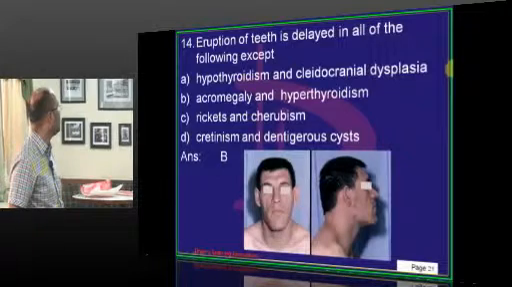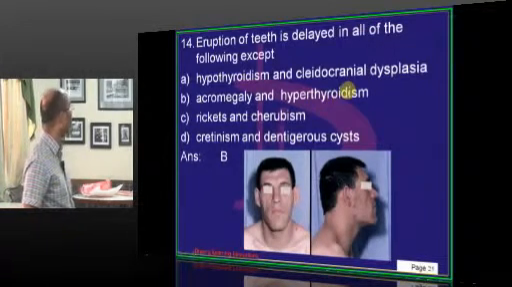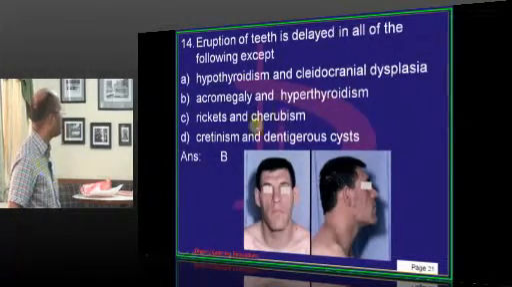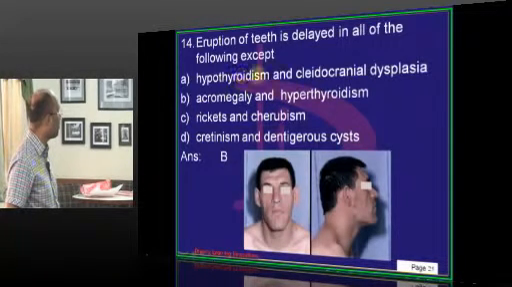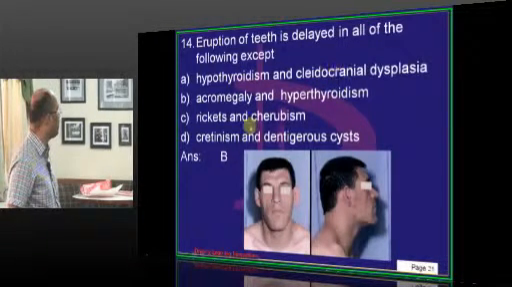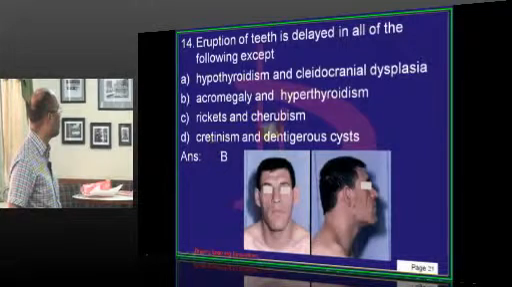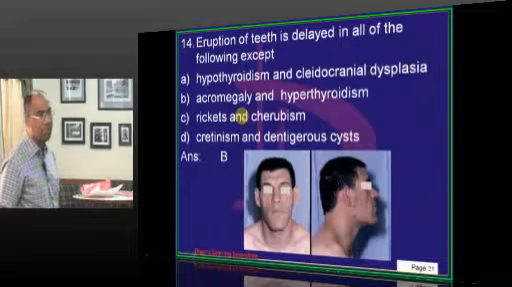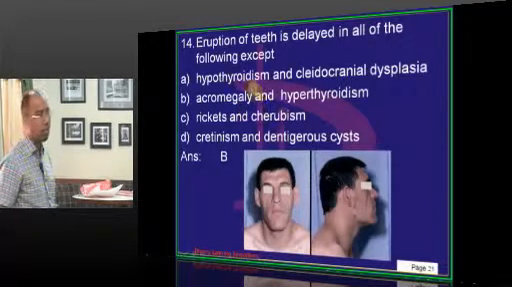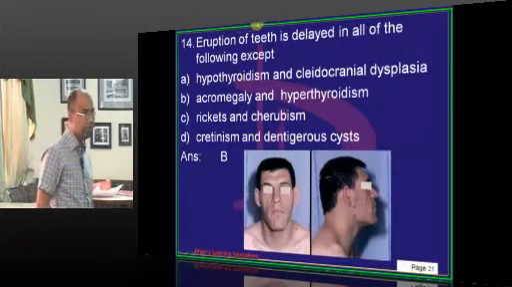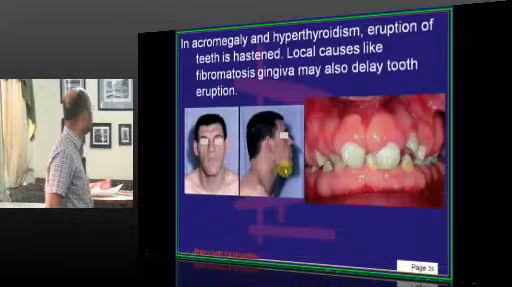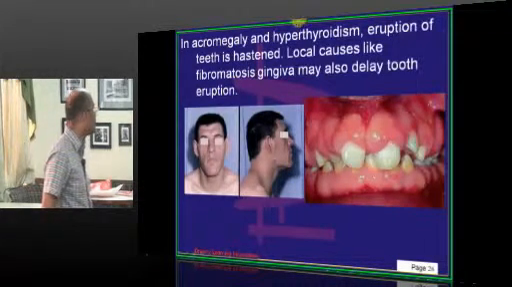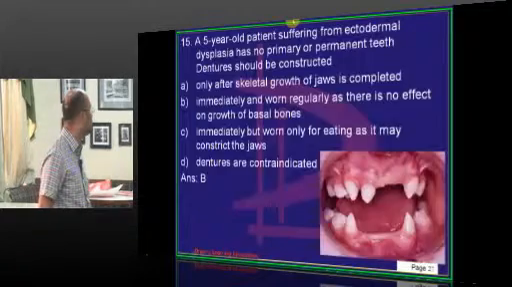Eruption of the teeth is delayed in all of the following, except: in all these conditions eruption is delayed: hypothyroidism, cleidocranial dysplasia, rickets, cherubism, cretinism, and also dentigerous cyst. Whereas in acromegaly and hyperthyroidism it is hastened. The process of eruption is hastened. So in acromegaly and hyperthyroidism, the eruption process is hastened.